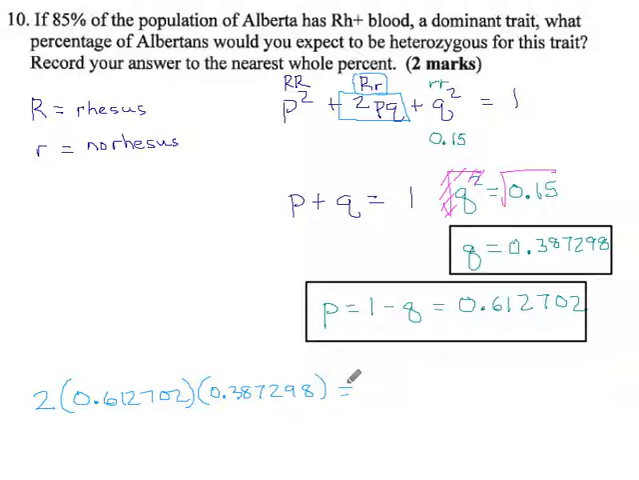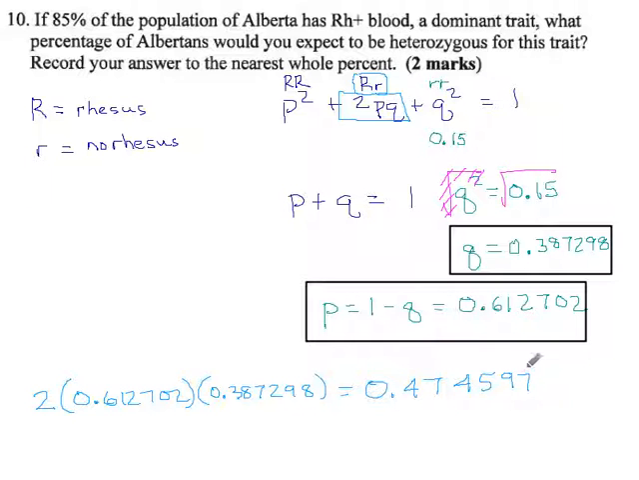And that comes out to, pause for calculator punching, times 0.387298. I get 0.4745, 0.474597, I guess. I've been giving everything else in this one to 6 decimal places, so let's stay with that.